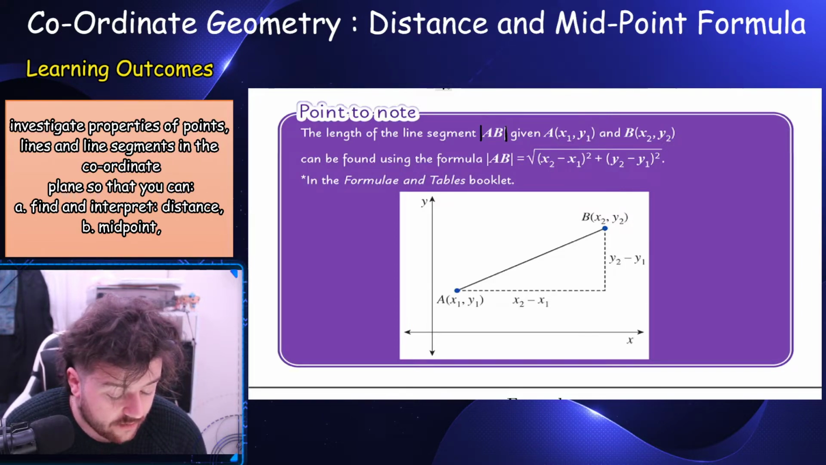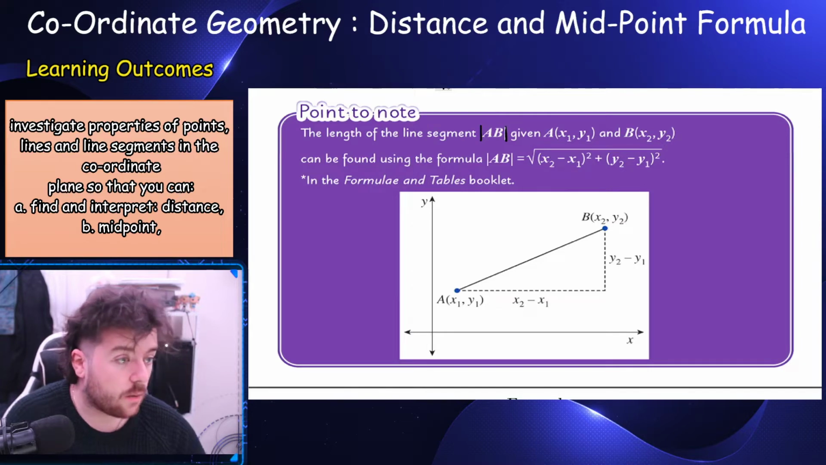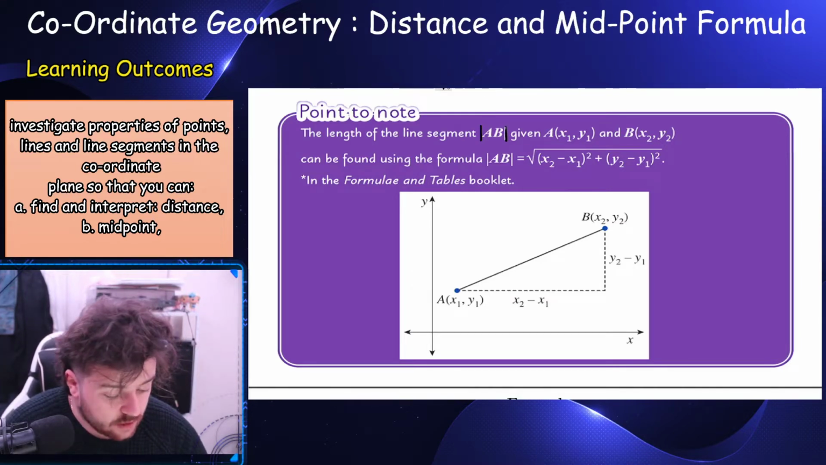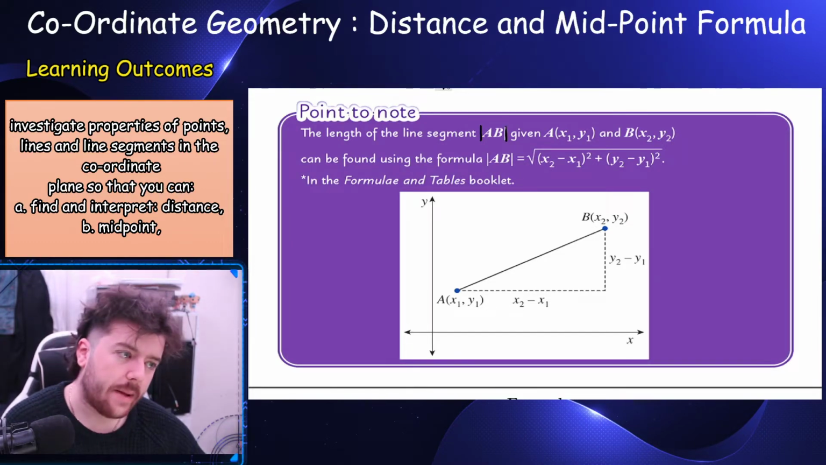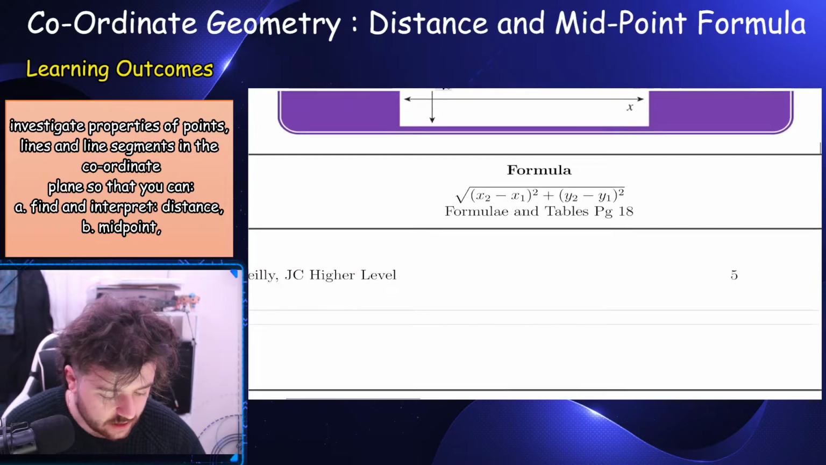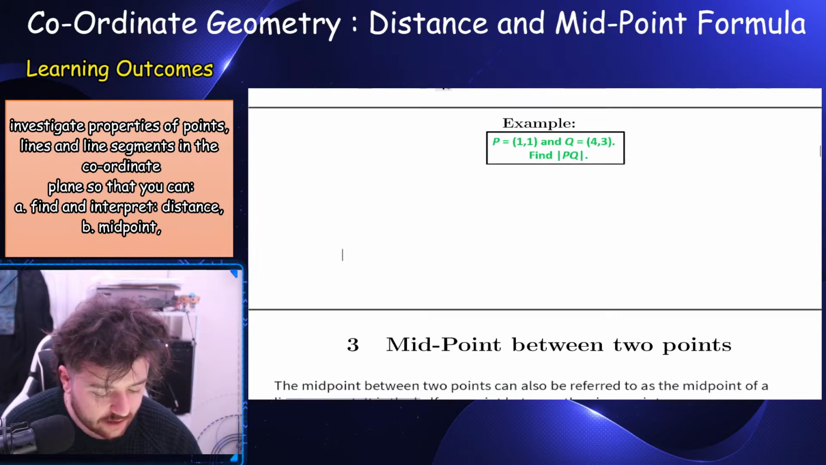The formula can be given as the square root of (x2 minus x1) all squared plus (y2 minus y1) all squared. So if I want to find the distance between 2 points, I get the coordinates of the first point, the coordinates of the second point, shove them into my formula, bada boom, bada bing. That's it, right? So, let's try it out.